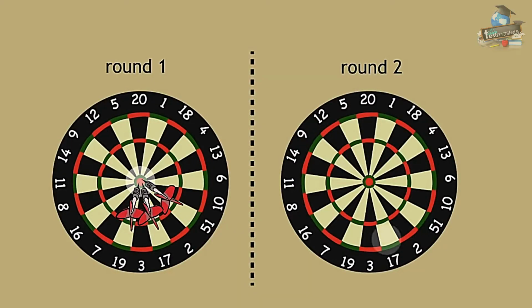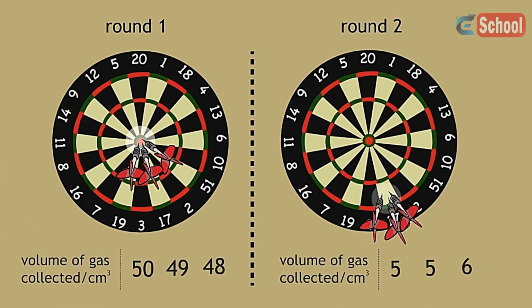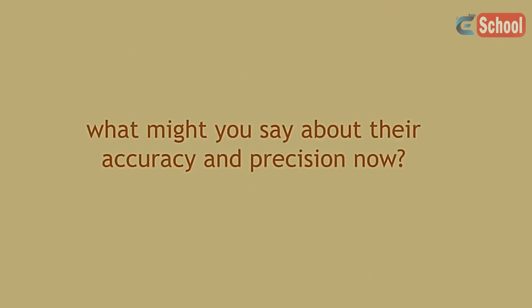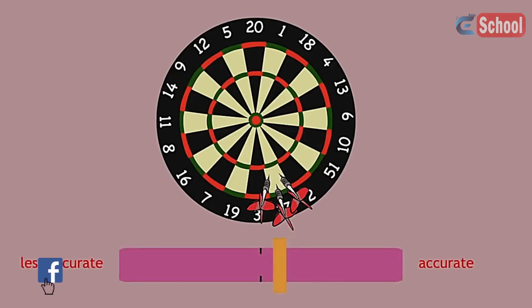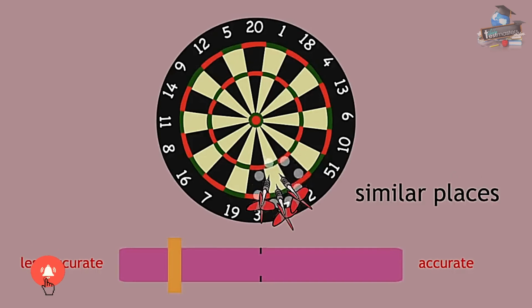Imagine in the second round, your 3 darts hit the dartboard differently and your volumes are also different to those measured in round 1. What might you say about their accuracy and precision now? Pause, think, and continue when ready. The answer is, you weren't very accurate, because all 3 darts have landed away from the bullseye. However, the darts are still precise because they have landed in similar places.